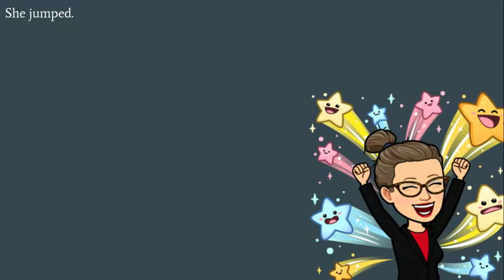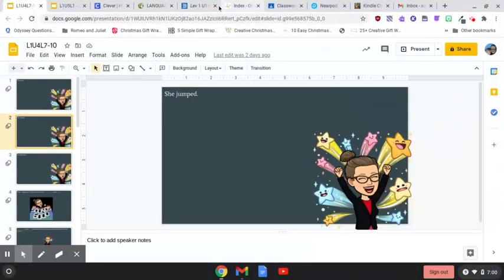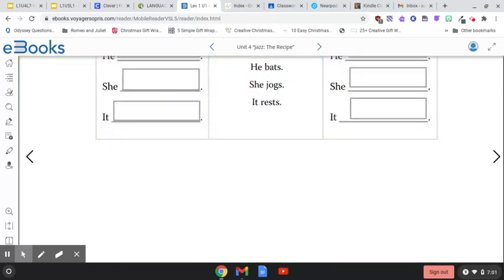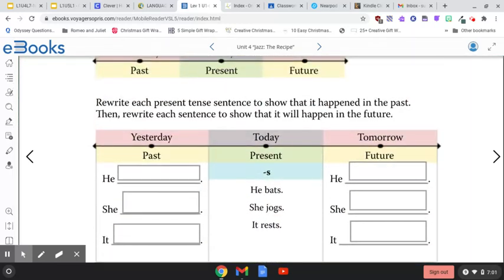Now let's go back to page 149. Look at the box under yesterday, past. Let's fill in the blanks by making the verb show an action that has already happened. What would we do to the verb bats if he already took a turn at bat? We would say he batted.